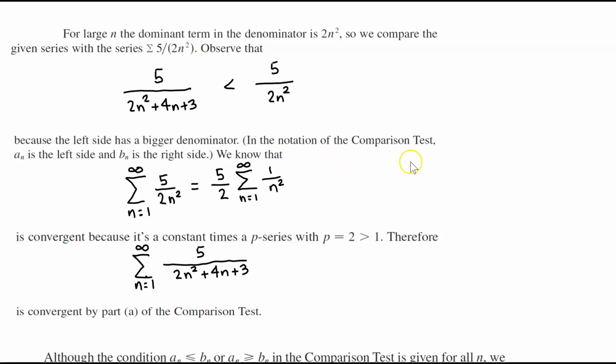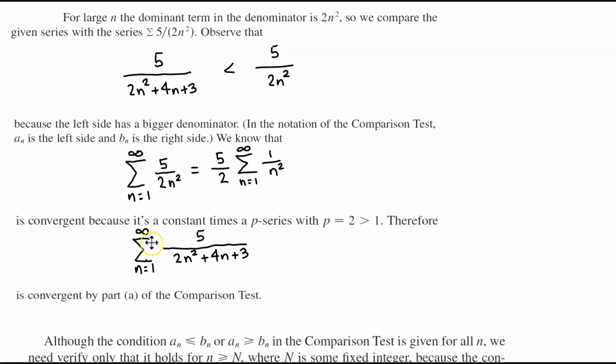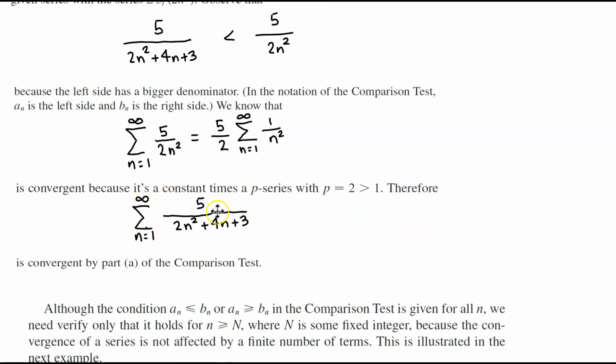So in the notation of the comparison test, we know that the sum as n equals 1 to infinity of 5 over 2n squared, we can factor out the 5 over 2, and now we're going to find the summation of 1 over n squared. Well, we know it's convergent because it's a constant times a p-series with p equals 2, which is greater than 1. And therefore, we can say that this series is convergent by part A of the comparison test.